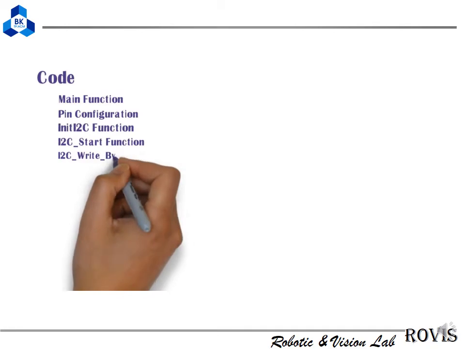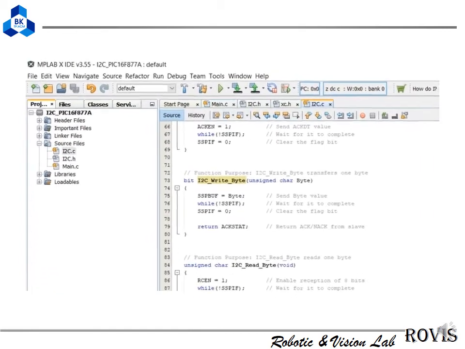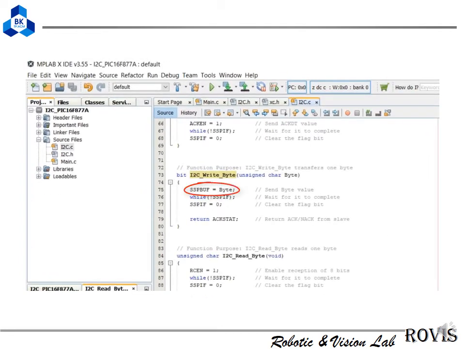Next, we shall move to I2C write byte function. In this function, byte value is written in SSPBUF register, which is then transmitted automatically by the built-in I2C module. The ACK or NACK received at the end of this byte transfer is received from the slave and returned from this function using return ACKSTAT statement.